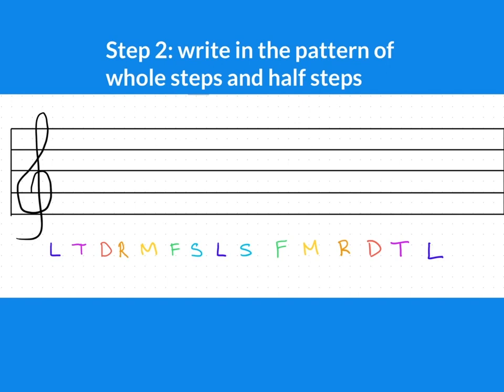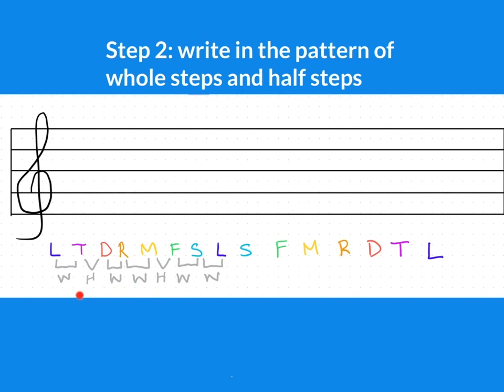Next, we're going to write in the pattern of whole steps and half steps. If you're not in the mood to memorize this, you can just use what we already know about solfege and whole steps and half steps. So we know that La to Ti is a whole step, Ti to Do is a half step, Do to Re is a whole step, Re to Mi, another whole step, Mi to Fa, half, Fa to Sol, whole, and Sol to La is another whole. So the pattern of the minor scale is whole, half, whole, half, whole.